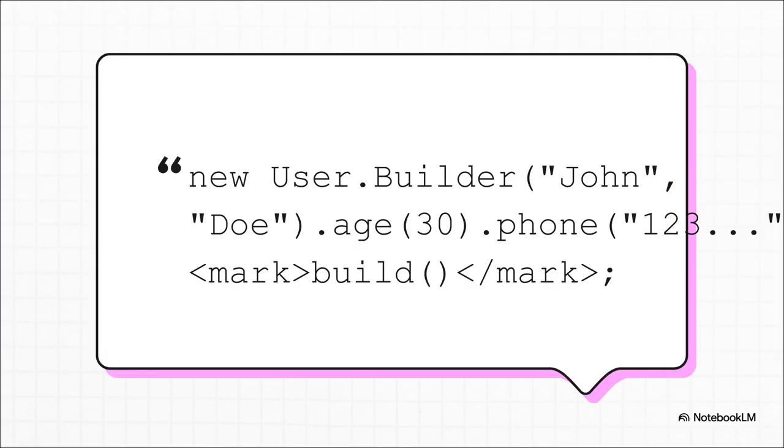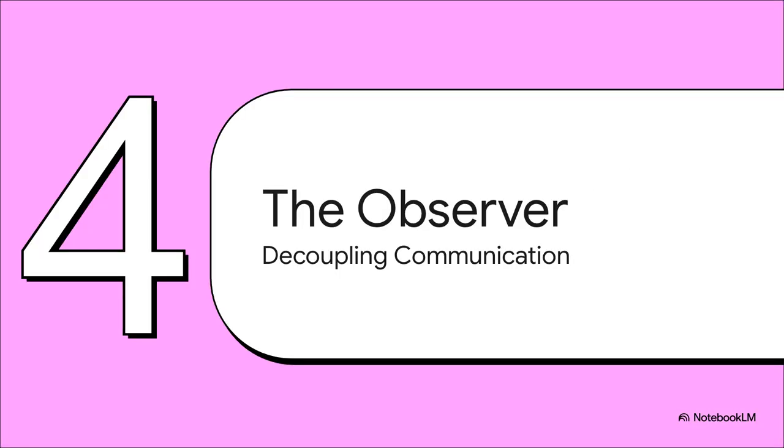And just look at how clean the result is. This is what developers call a fluent API, because it reads almost like a natural sentence. I mean, come on, compare this to a constructor with 5, 6, or 7 confusing parameters. The difference in clarity is just night and day. It's practically self-documenting code.